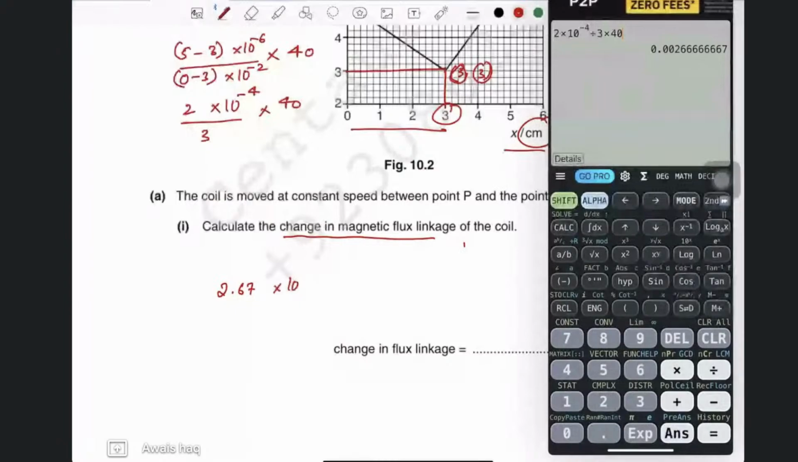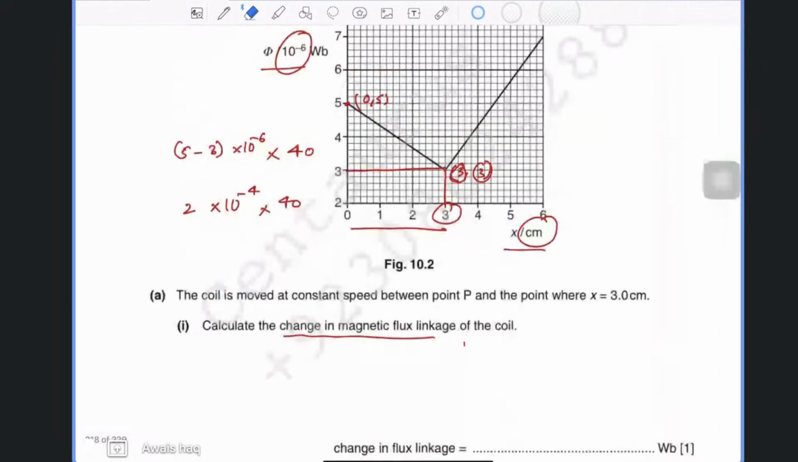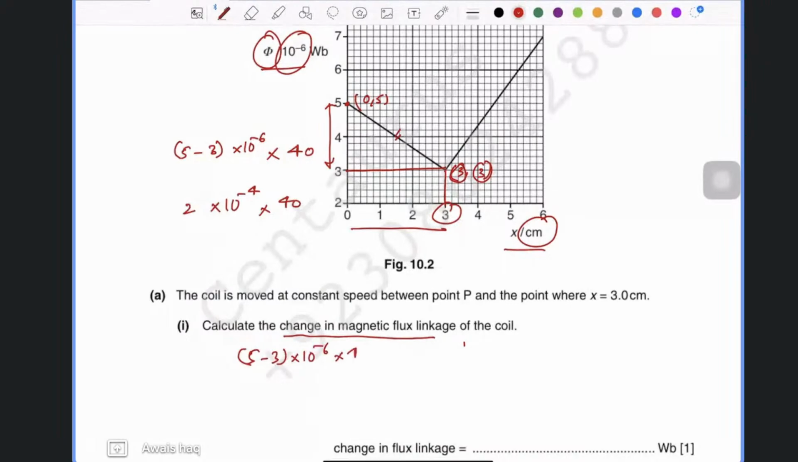Oh no, I understand why. Sorry, we don't have to do this. The question says you just have to take 5 minus 3 times 10 to the power negative 6. We don't need the x. Basically, if you find the change, that would be equal to something else. We just need to find the change on this side, nothing else. We have flux already given. So that's why it is saying like that. Radhika, can you do this?